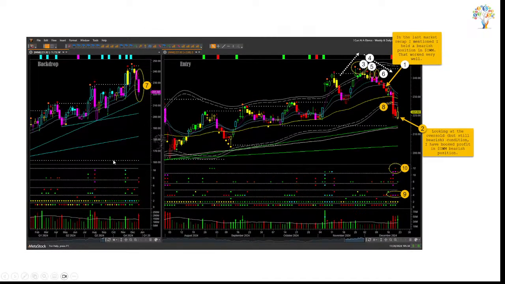And IWM, interestingly looking very similar, isn't it? We were here last Friday when I mentioned I had a bearish position already in IWM. Again, on Friday, it reversed somewhat, though the shape is indecisive. It is oversold. So again, looking at the oversold but still bearish condition, I have booked full profit in IWM bearish position.